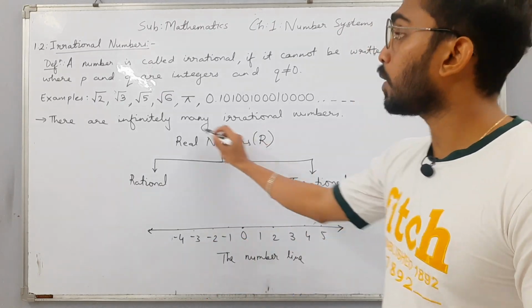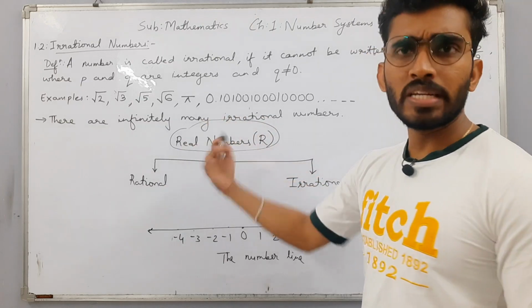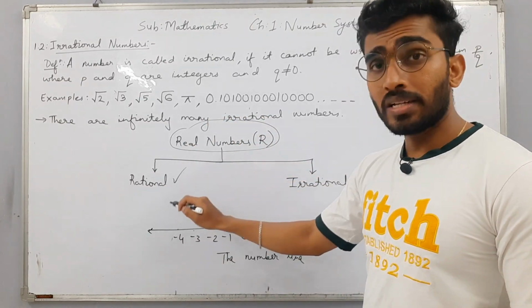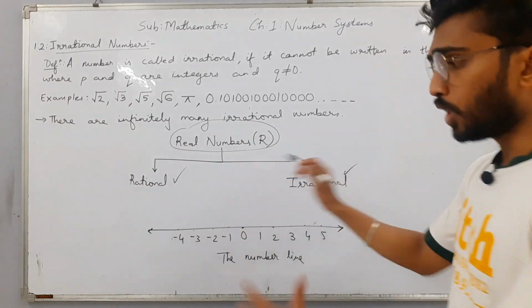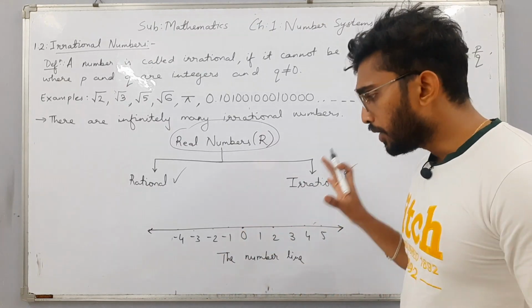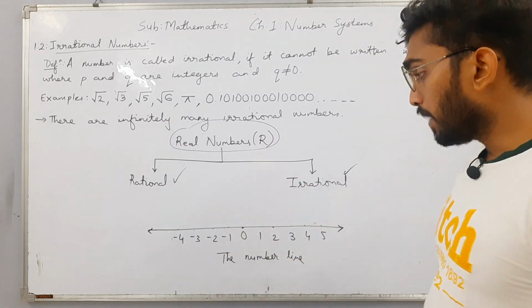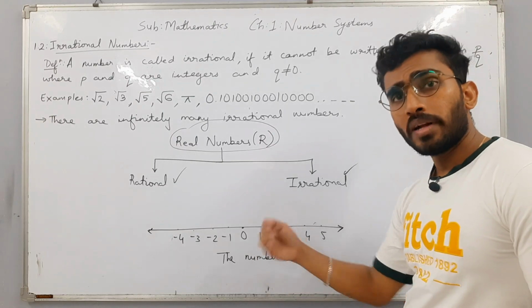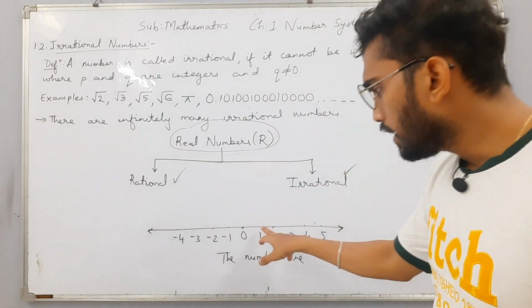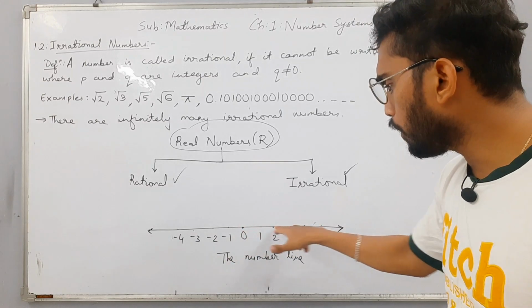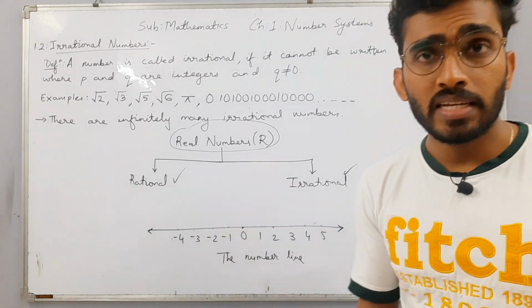But this line contains all the numbers. All the numbers means all the real numbers. All the real numbers means all the rational as well as irrational. All the numbers are here on this number line. We have written few, but between these two numbers there are also infinite numbers. Every point on this line represents a real number.